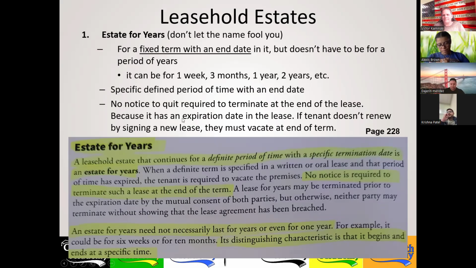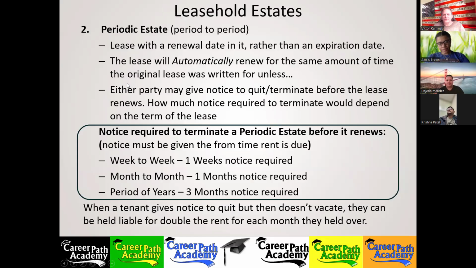Everybody got that? All right, so a periodic estate from period to period has a renewal date in it rather than an expiration date. This lease will automatically renew for the same length of time as the original lease, unless either party gives notice to quit or terminate before it renews.